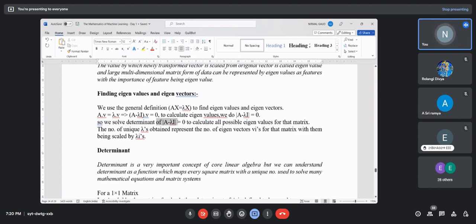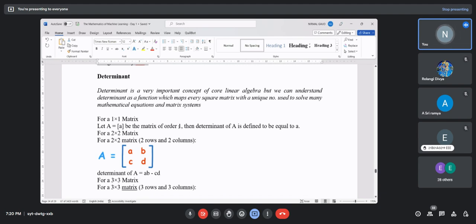Just prepare a determinant, solve it, whatever the value of lambda that comes, just resubstitute it into the equation and form the vectors. That's it. This is the approach I need to follow for the eigenvalues and the eigenvectors. Okay. Determinant: very important concept, core concept.